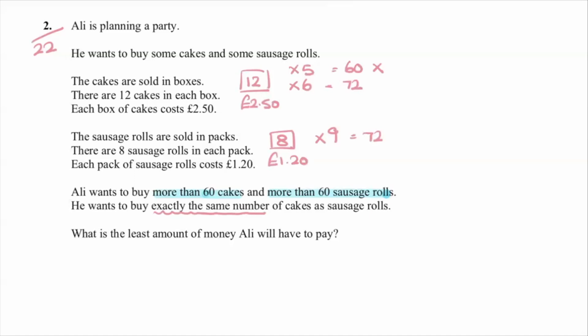So now all I've got to do is work out the cost. The least amount of money that Ali will have to pay is the cost of 6 packs of cakes. So I'm going to times my £2.50 by 6, which gets me 15. My £1.20 by 9, which gets me £10.80. And to finish off, we just add those two totals together.